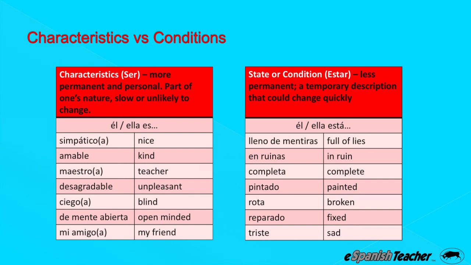Ella está en ruinas. This is like if you look at a building and it's dilapidated and it's unlivable, you could say something like, that building, that house, you really couldn't live in it. Its state or condition is such that you couldn't. But maybe with a little bit of investment of money and blood, sweat, and tears, you could build it back up again. Completa. Something being complete, like maybe you worked on that house and now it's complete. You would say, la casa está completa.